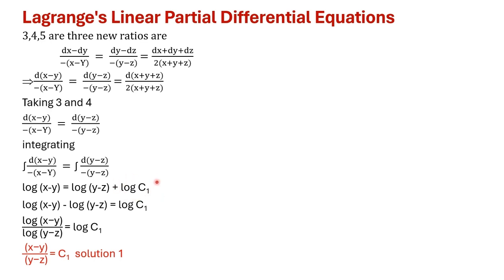Now bring this here, so we'll get log(x − y) − log(y − z) is equal to log c. Using the log property, we'll get log of (x − y)/(y − z) is equal to log c1. This log and this log will get cancelled. Then we'll get (x − y)/(y − z) is equal to c1. This is solution 1.